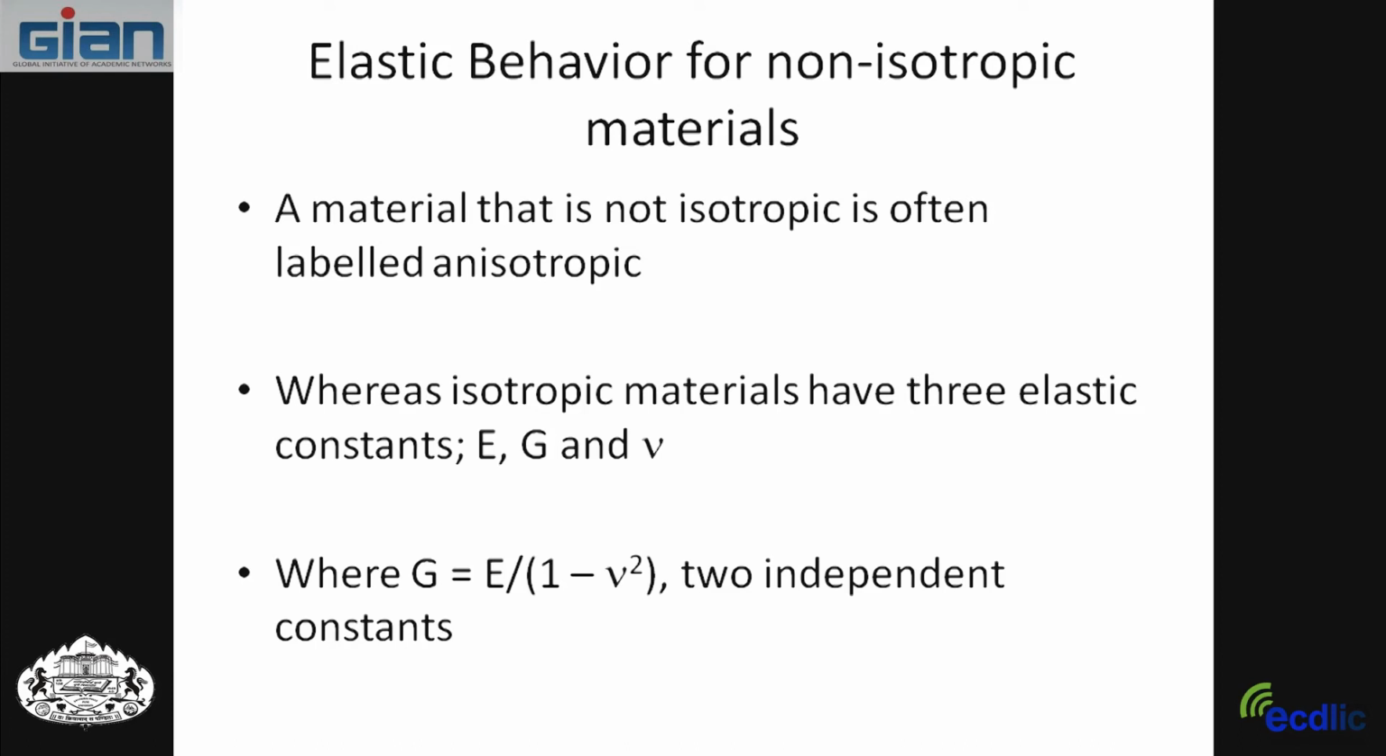Now, say a little bit of that. When a material isn't isotropic, it's usually labeled as anisotropic. Isotropic materials have 3 constants, E, G, and nu. We call that elastic modulus, shear modulus, Poisson ratio. G is not independent, though. It's dependent on E and nu, like that. So there's only 2 independent constants.